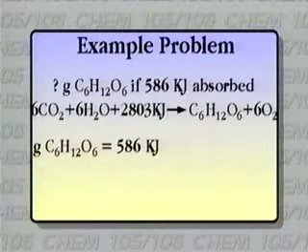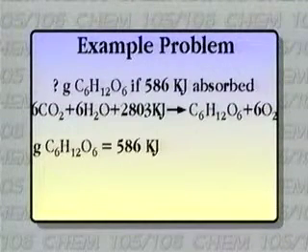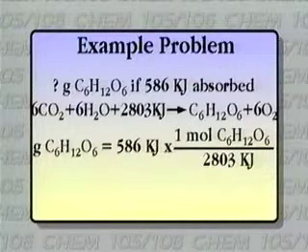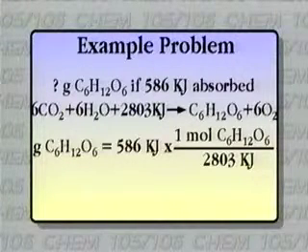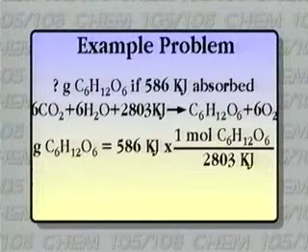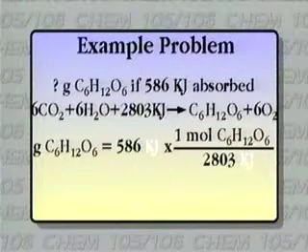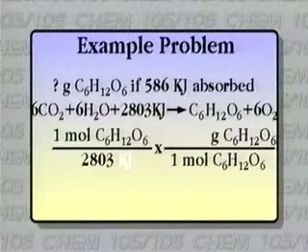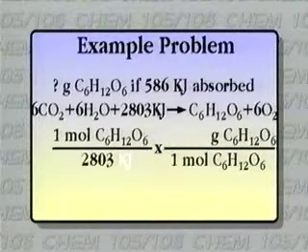Our first relationship must be to somehow relate energy to the carbohydrate. And of course we can do that from our balanced equation, in which we see 1 mole of the carbohydrate uses that number of kilojoules of energy to produce it. So multiplied by 1 mole of C6H12O6 per 2,803 kilojoules of energy. So now we're at moles of the unknown substance, and our final step will be to convert to grams. So now we need to calculate the number of grams of C6H12O6 that we have per 1 mole, so that those units cancel and we'll be left with grams.